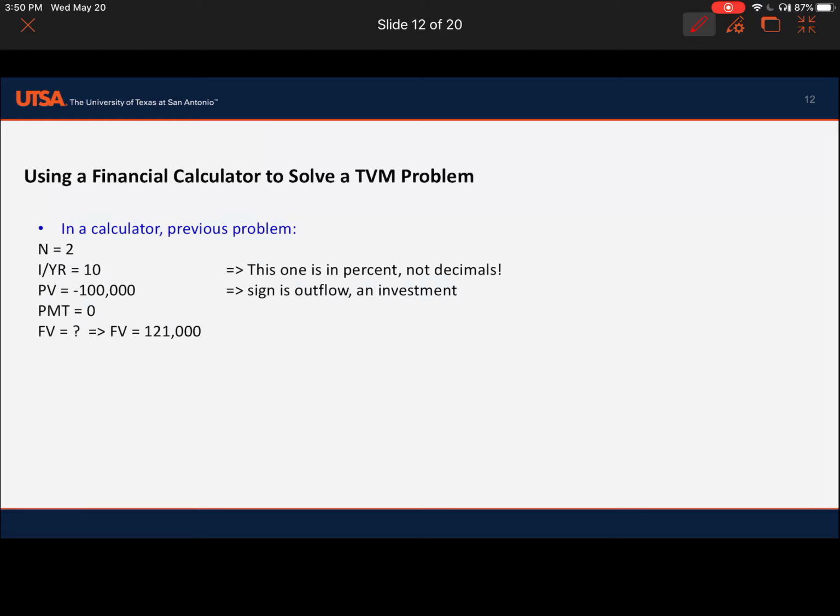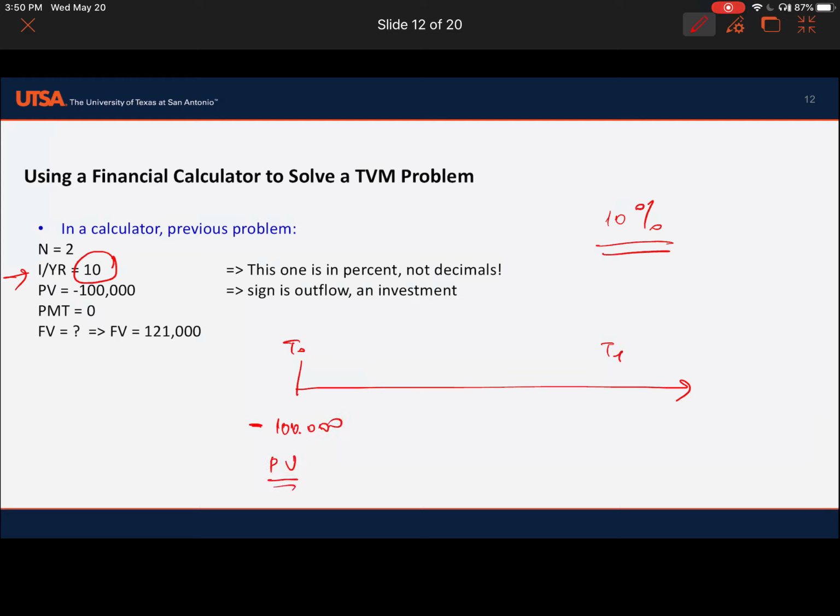So you have number of periods 2, interest rate 10%. Please be careful. This is in percentage, not decimals. So if the question asks you 10% interest rate, you will only enter 10 for the interest rate. Present value. Okay, let's draw a chart. T0, T1. Present value is $100,000. This is present value. And no payments.